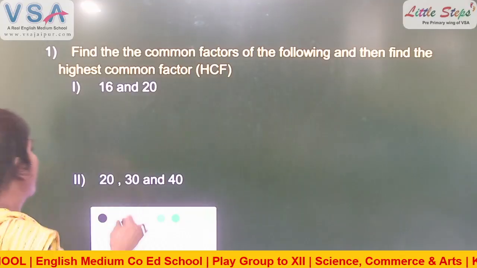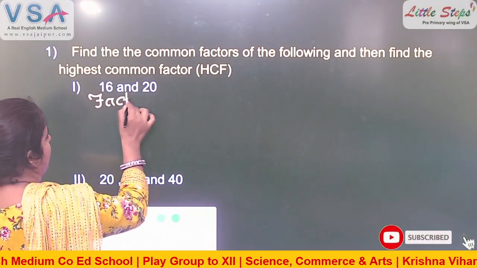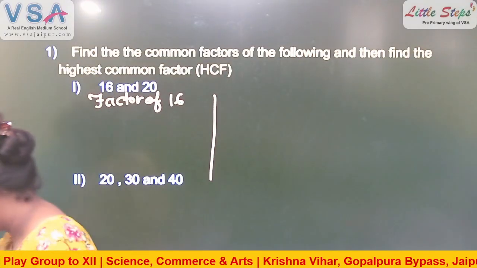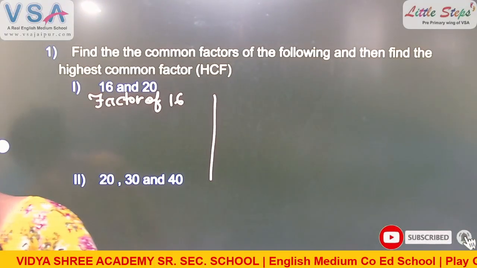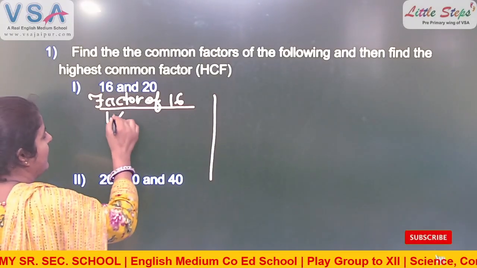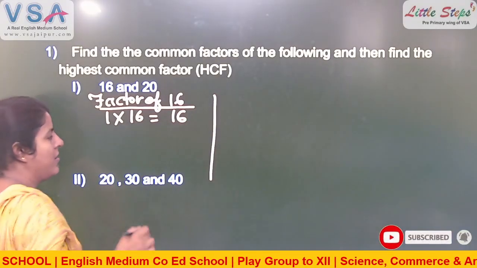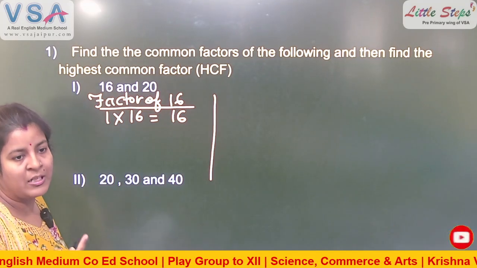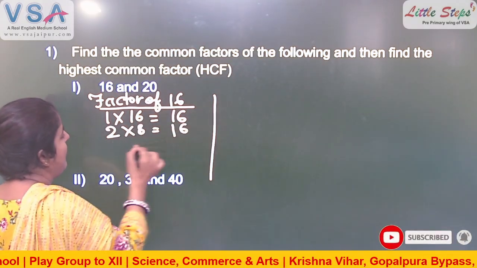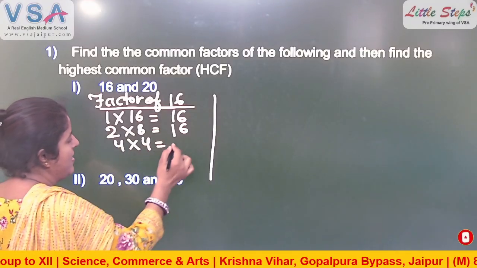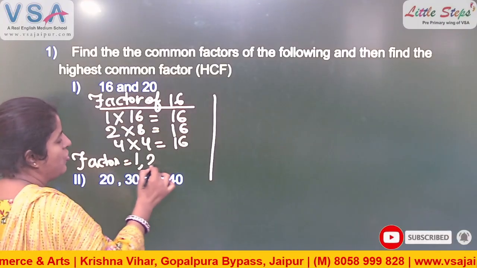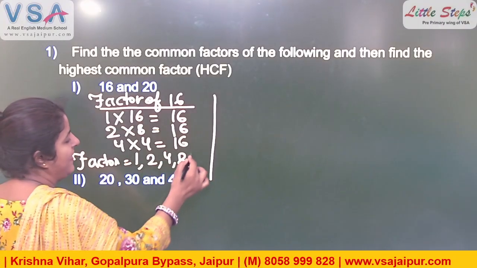Okay. So factors of 16. 1 16s are, and after that we can continue with 2. 2 8s are, and the last, 4 4s are. Then the factors are 1, 2, 4, 8, 16.